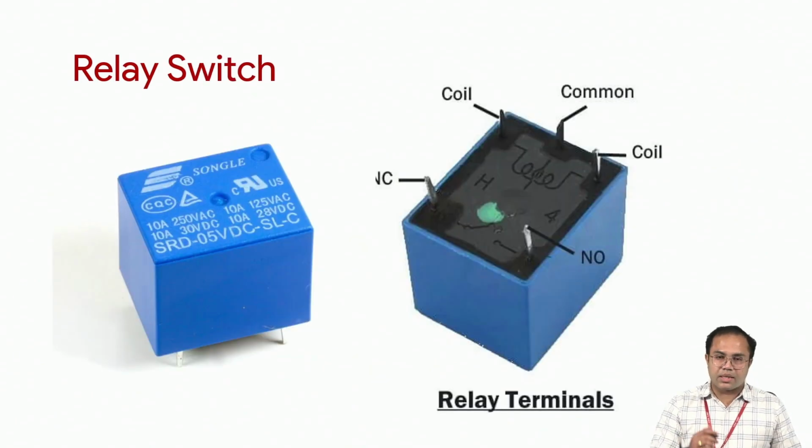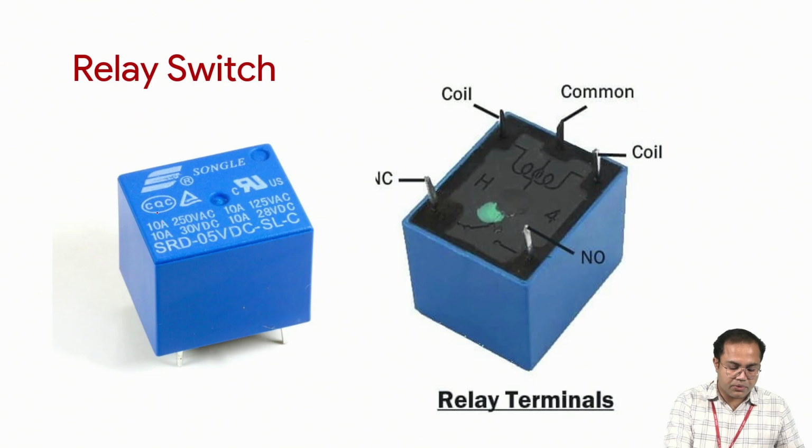So this is a commercially available relay board. This is how it looks. You can see it supports 10 amps. You can connect a load of 250 volts, and this relay works for 30 volts. Also you can connect a load of 125 volts, and this relay coil requires just 28 volts. So these coils can draw 28 to 30 volts.